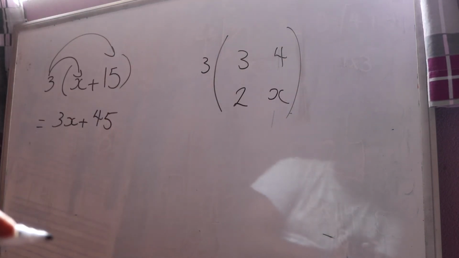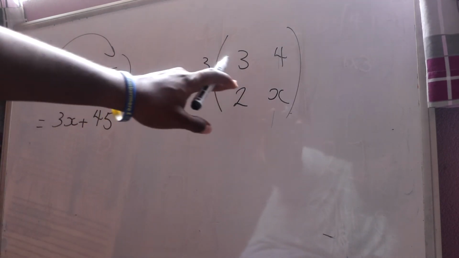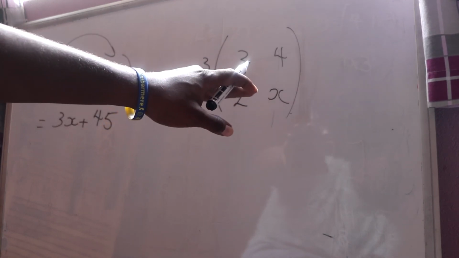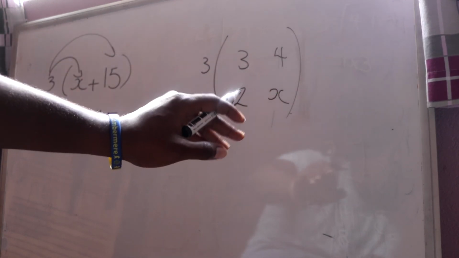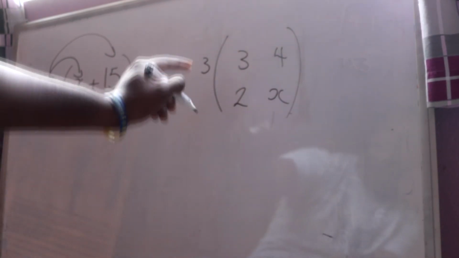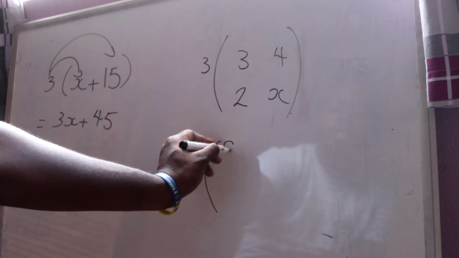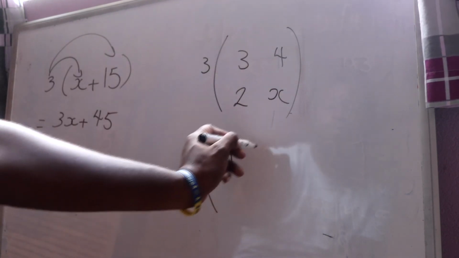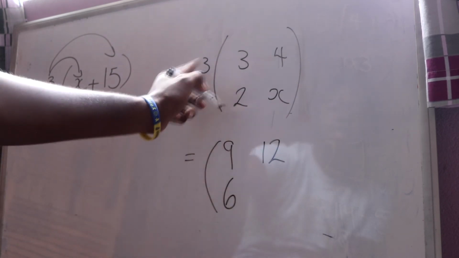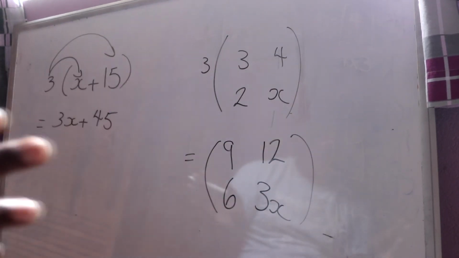And it works the same way. This 3 is going to multiply every element on the inside. It's going to multiply this 3, this 4, this 2, and even this variable, this letter, this x. So 3 times 3 gives us 9, and 3 times 4 gives us 12. 3 times 2 is 6, and 3 times x is 3x. And that's all there is to it.